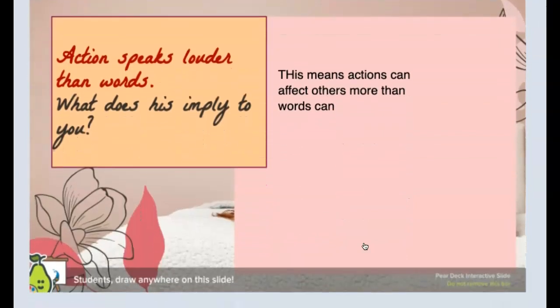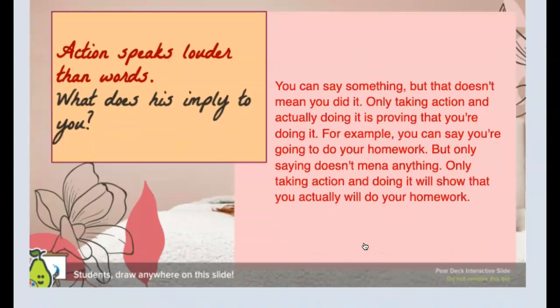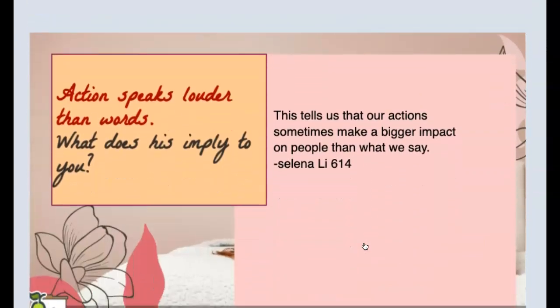You can say something, but that doesn't mean you did it. Only taking action and actually doing it is proving that you're doing it. For example, you can say you're doing your homework, but only saying that doesn't mean anything. And only taking action and doing it will show that you actually do your homework. That is true. That's true. Anyone else would like to share?